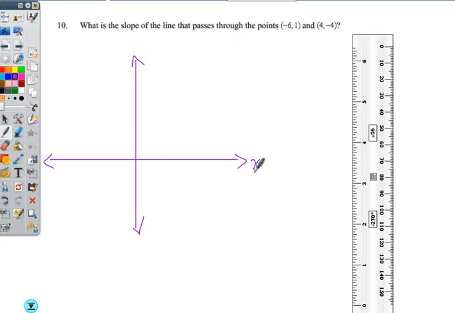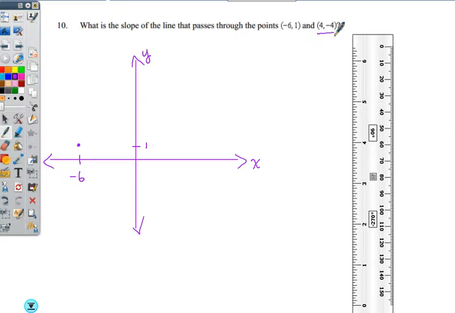If this is my x-axis and this is my y, well, the point negative 6, 1, let's say negative 6 is somewhere over here. I'm going to write negative 6. And then 1 is going to be really close on the y, to the x-axis. So there's positive 1. That makes the point negative 6, 1 right here.